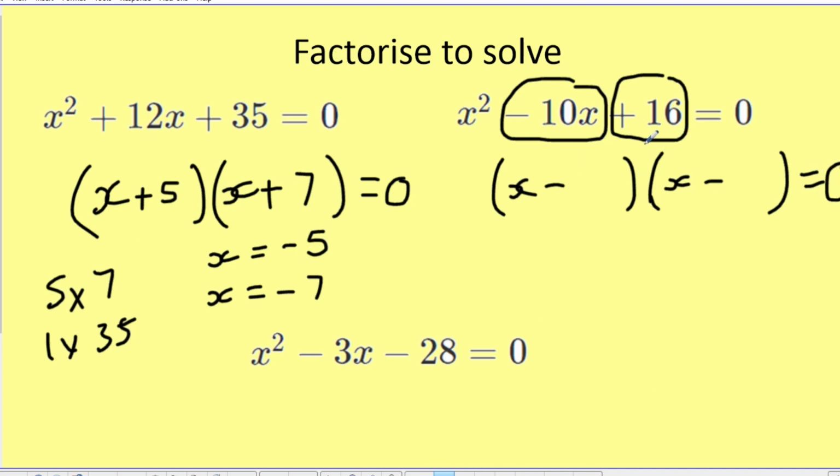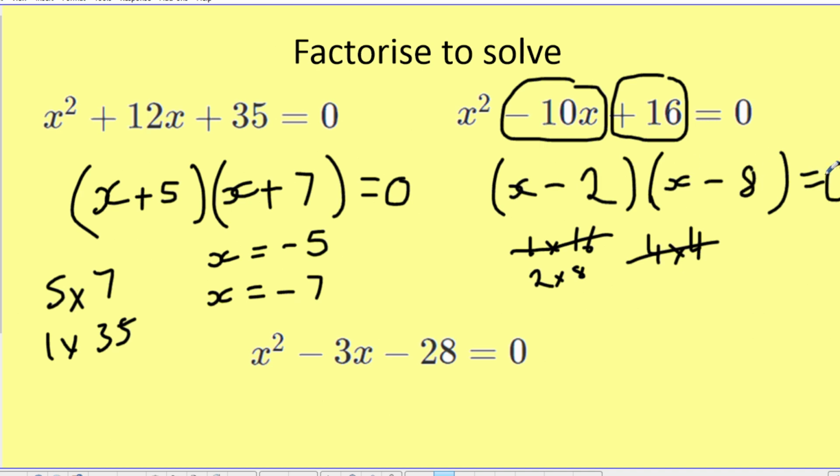So two numbers that make 16. So 1 and 16, 2 and 8, 4 and 4. Any more? I think that'll do us. 1 and 16, no, that's not going to work. Minus 4, take away 4, no, that's minus 8. Minus 2, take away 8, yes, that gives us minus 10. So minus 2 and minus 8.